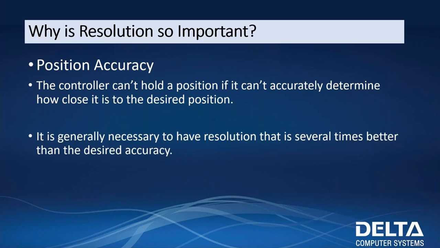It's generally necessary to have resolution that's several times better than the desired accuracy. So again, back to the example, if you want to get within 1/1000th, and that's the same as your resolution, it's going to be very difficult to get there. So you're going to want something that's several times more accurate than that thousandth of an inch.